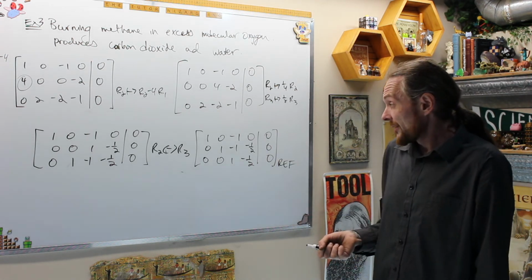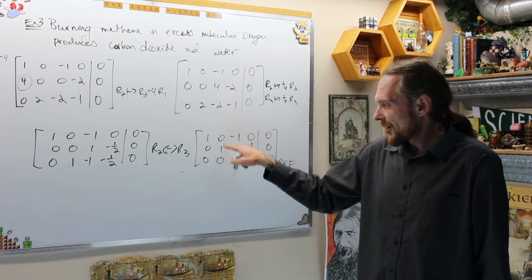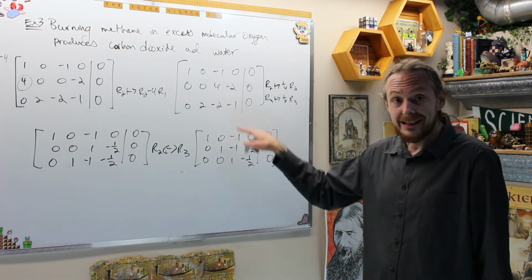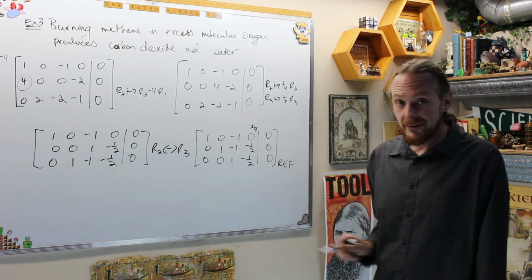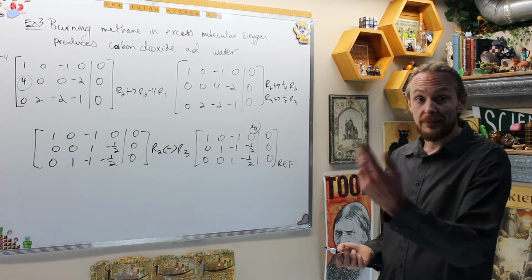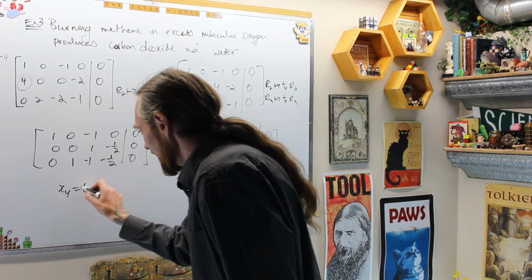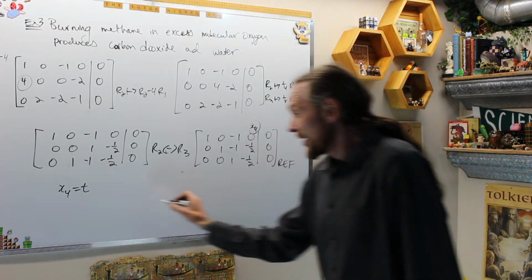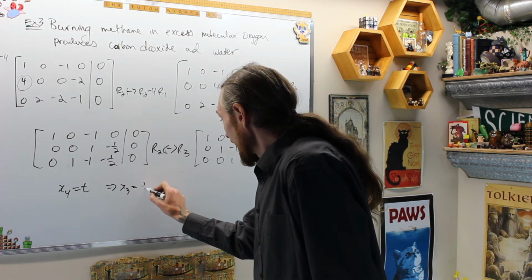What does that tell me? Here's a little tip also. This column has a leading entry. This column has a leading entry. This column has a leading entry. This one doesn't. X4 is going to be the free variable. The column that doesn't have the leading entry will be your free variable. Anyways, what that says is X4 is free to be anything. Then in this equation, this says X3 is equal to 1/2 t.